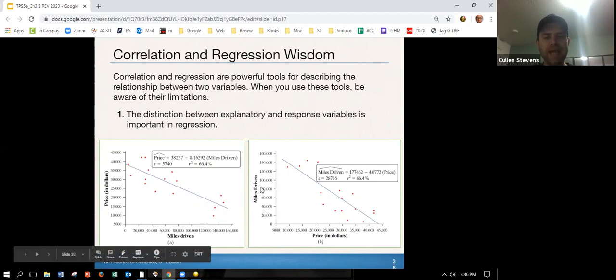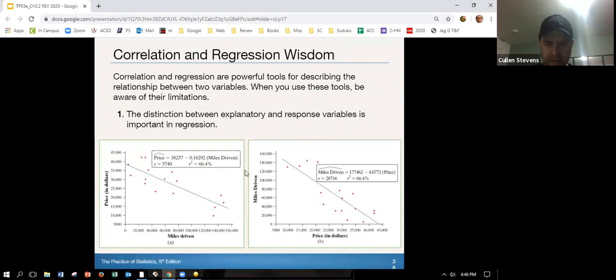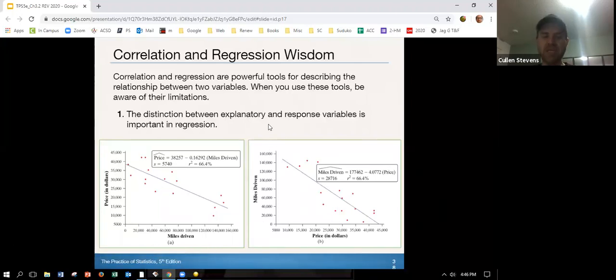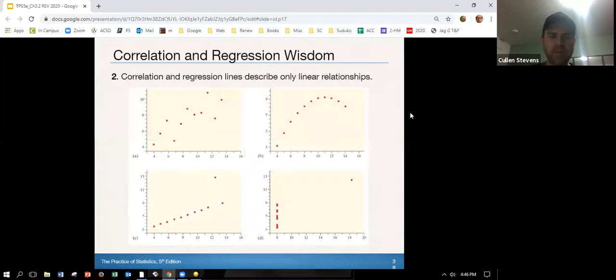By switching the x's and y's, notice that the r squared didn't change. The model is still as effective or not as effective as we saw, but we really have to be careful because both our slopes and our intercepts changed. So it's really important that we're distinguishing and talking about the explanatory and response variable.